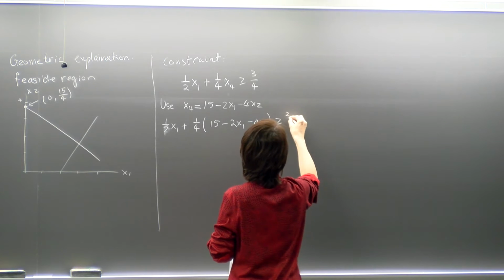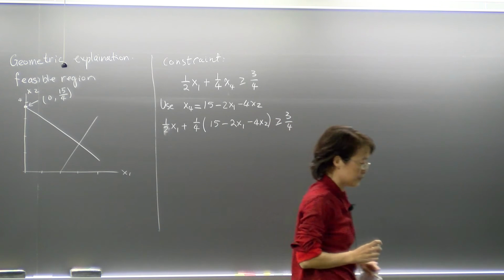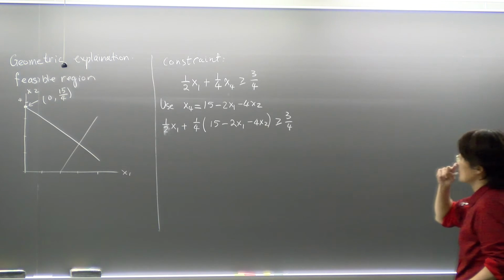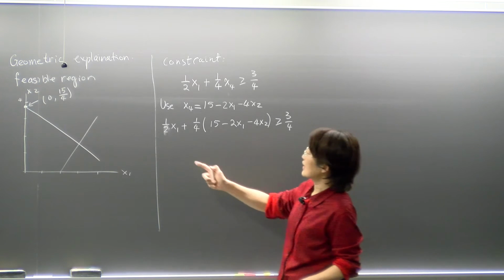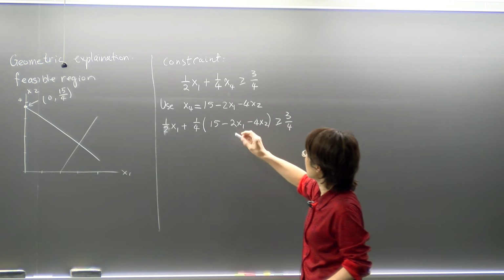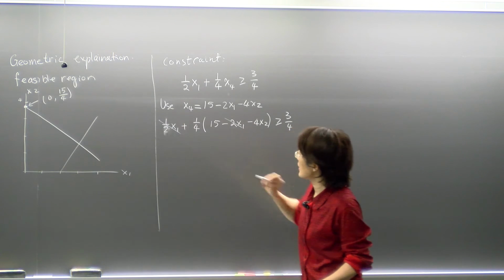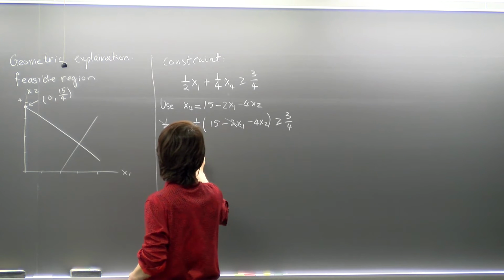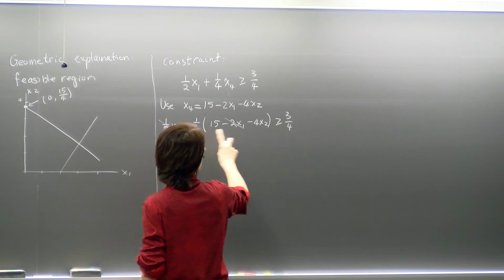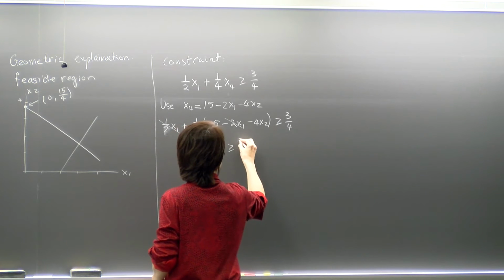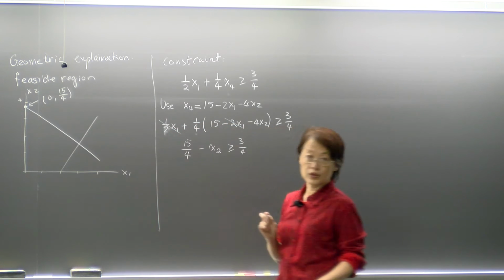Bigger than 3 over 4. So all I did is plug in the expression for x4. And then let's see, collect like terms, and half x1, this will give me negative half x1, so they actually cancel each other. And then I will have 15, let's distribute 1/4 here. And if I multiply that, I get negative x2 bigger than 3 over 4.